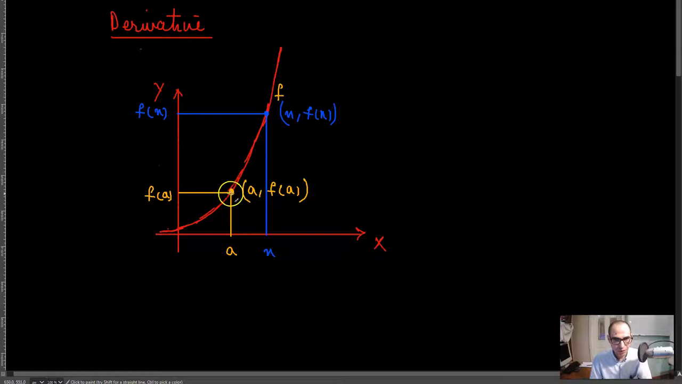Now, if I draw a line through these two points, like so, I could easily calculate the slope of this line. The slope would be the amount of rise, which is f of x minus f of a, divided by the amount of run, which is this distance, x minus a. This is the slope of L1.